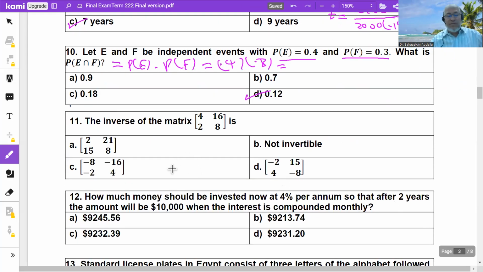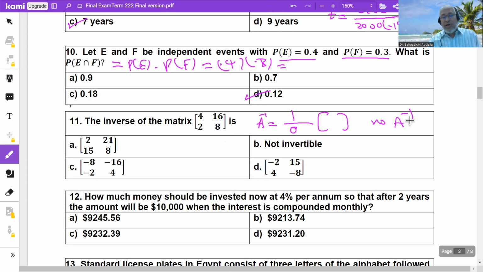The inverse of this matrix is, well, how do we find the inverse of a matrix? There is a formula. If you call it A, the inverse would be 1 over AD minus BC. So 4 times 8, that's 32, minus 2 times 16, and 2 times 16 is 32. So 4 times 8, 32, minus 32, is 0. So 1 over 0 is not defined.